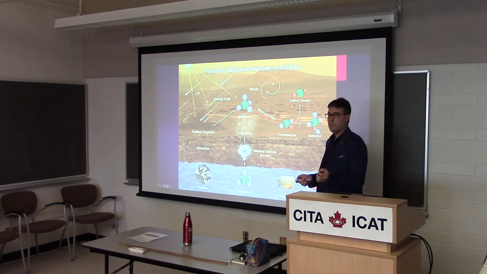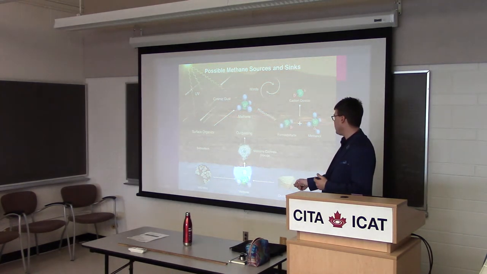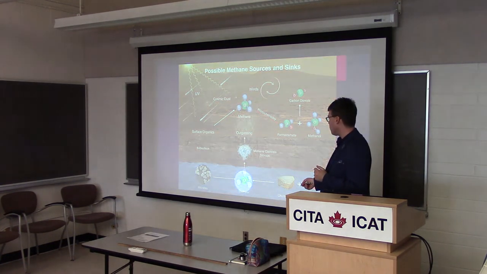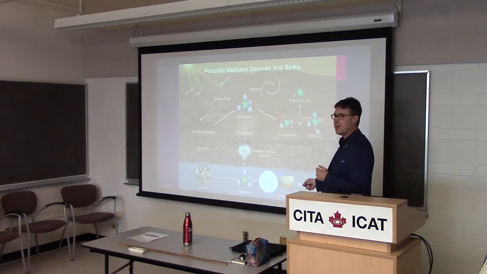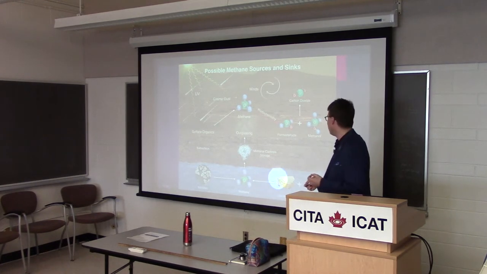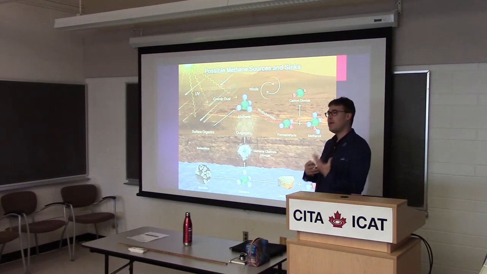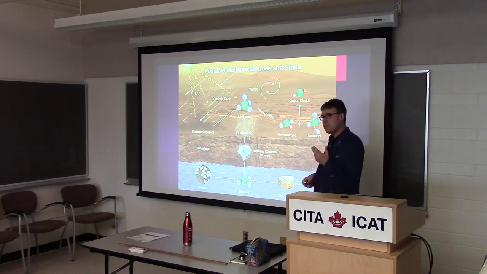But there's another way that you can make it that is really exciting, and that's if you go down here. If there is water in the interior, one of two things could be happening. The sort of boring side of this, as boring as, you know, hot liquid water on Mars is, is that you combine that water with something like olivine that can serpentinize, and that releases methane as a byproduct. So it's that material that could be coming out.